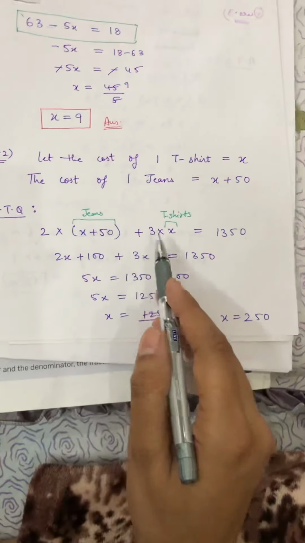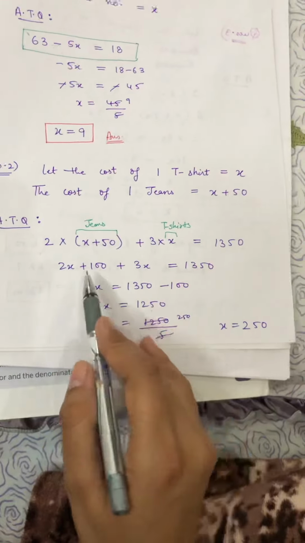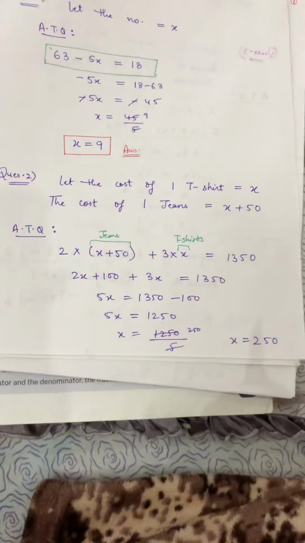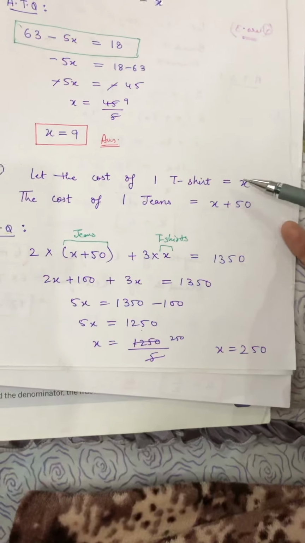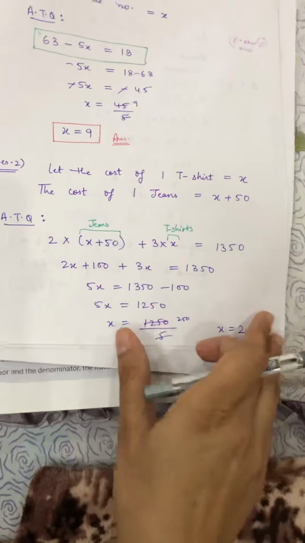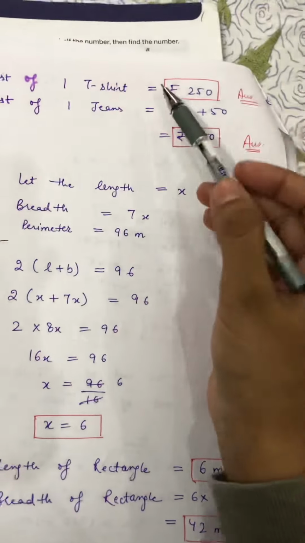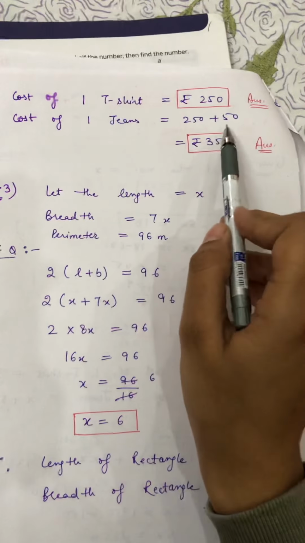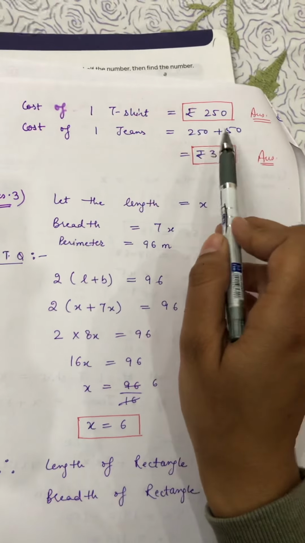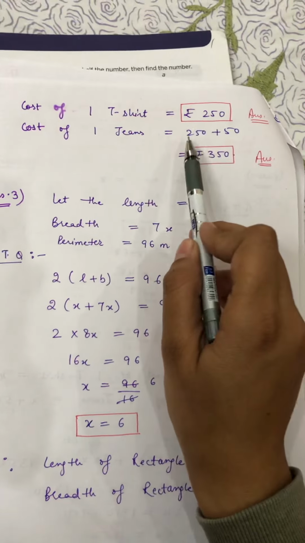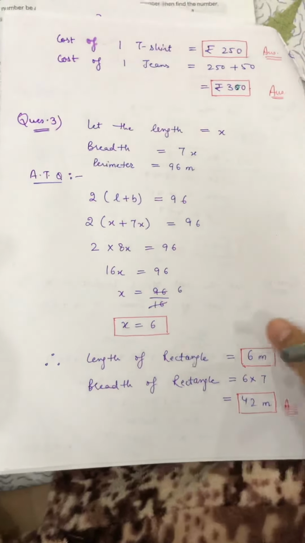Now solve the bracket. Shift your variables on the left hand side, constants on the right hand side, and take out your answer. Your answer is rupees 250. Now put in the x, so the cost of a t-shirt will be rupees 250, and the cost of jeans is 50 rupees more than a t-shirt. So that is 250 plus 50, that is 350 rupees. Sorry, 300 rupees. By mistake it is written 350; it is 300 rupees. Right? So this is your second question.